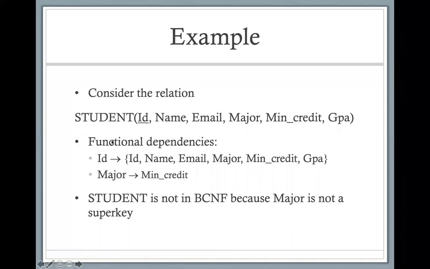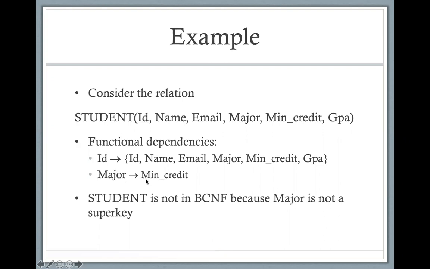Okay, so the question now is: is student in BCNF? What is BCNF again? It means that for every functional dependency that I have, whatever is on the left-hand side is a super key. Let's check. The first set of functional dependencies: yes, ID is a super key because it's the primary key, hence it's unique, hence it determines all the attributes in the table. So this first set, ID determines ID, name, email, etc., does not violate the BCNF condition because ID is a super key.